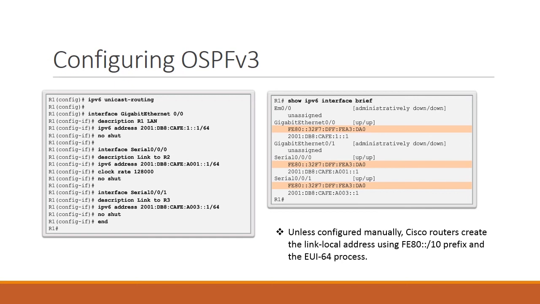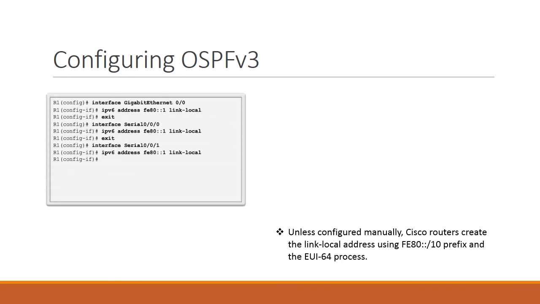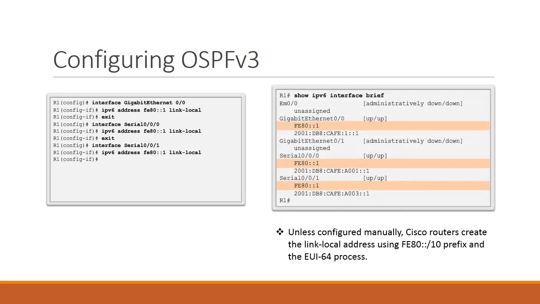To do this, we select the interface we want, and when we enter the ipv6 address command, we have to use an address in the range between FE80 and FEBF. And in the end, we have to add the link-local keyword. To verify we did this correctly, we use the show ipv6 interface brief command.